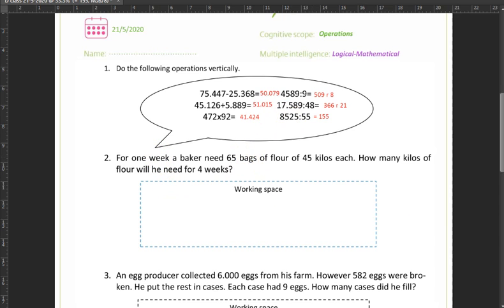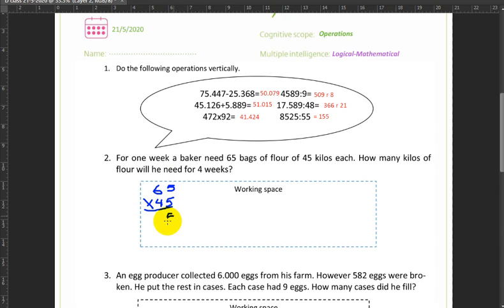Okay, let's move on to some problems. For 1 week, a baker needed 65 bags of flour of 45 kilos each. How many kilos of flour will he need for 4 weeks? Okay, so 65 bags, 45 kilos each. How many kilos for 4 weeks? This is for 1 week, right? So first we got to find how many kilograms he needs for 1 week. Well, since each bag has 45 kilograms, total number of kilograms will be 65 times 45.